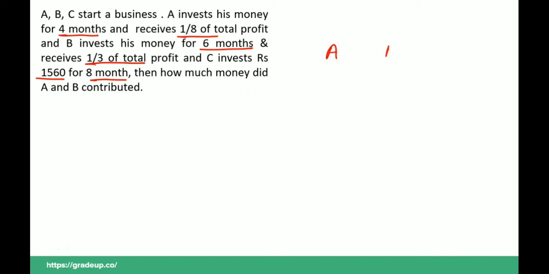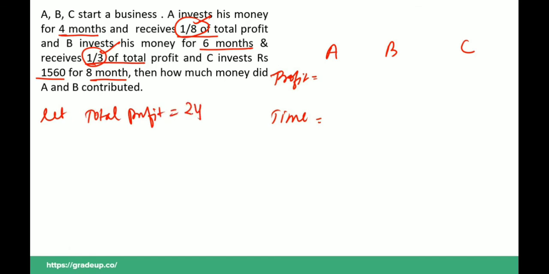Here we have A, B, C. First of all, I'm writing the profit, then time. Here I have 1 by 8, 1 by 3. So taking the LCM of 8 and 3, let the total profit be 24. Now, according to this question, A is getting 1 by 8 of the total profit, that is 3. B is getting 1/3 of the total profit, that is 8. And obviously C is getting the remaining profit. If the total profit is 24 and A and B together get 11 units, then C is getting 13 units.